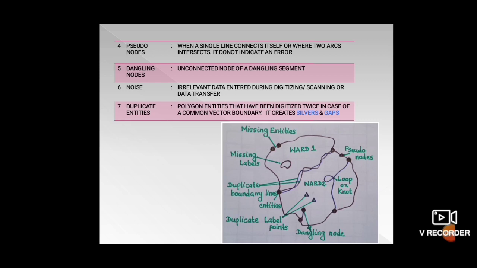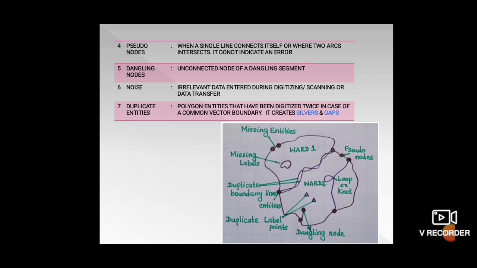Dangling nodes are generally the unconnected nodes of a dangling segment. Here again, at the bottom of the diagram, you can see a dangling node. One part of the line has been connected, whereas the other part was not connected with the polygonal area. So that node has not been connected with the rest of the feature. We call it a dangling node. Noise is generally irrelevant data that occurs during the digitization process, during scanning, or during data transfer.